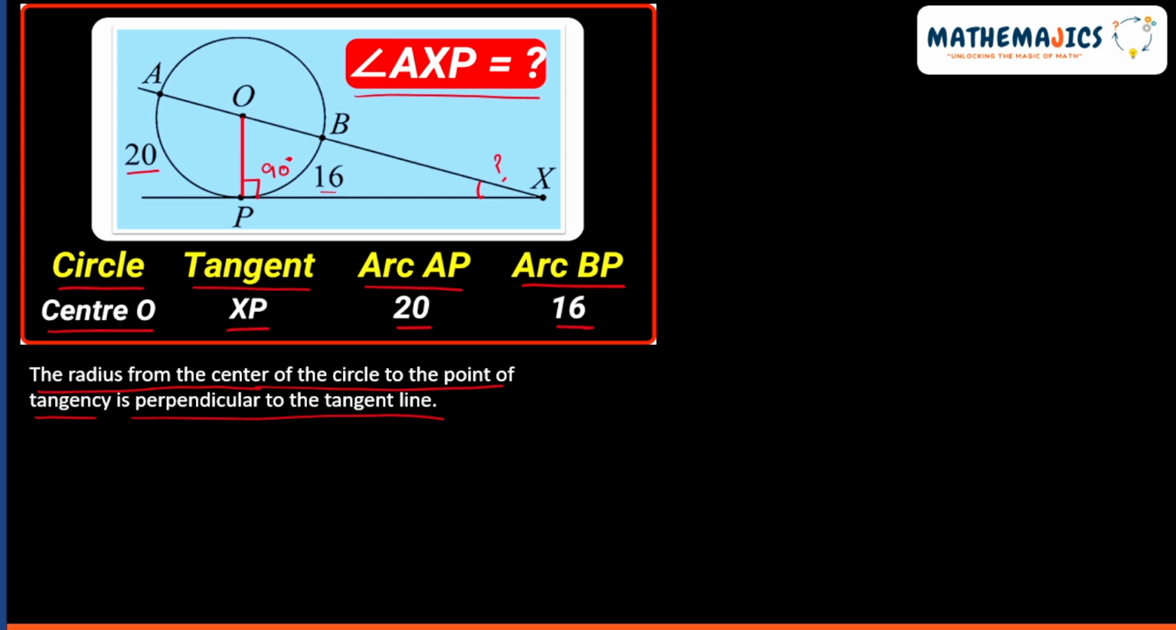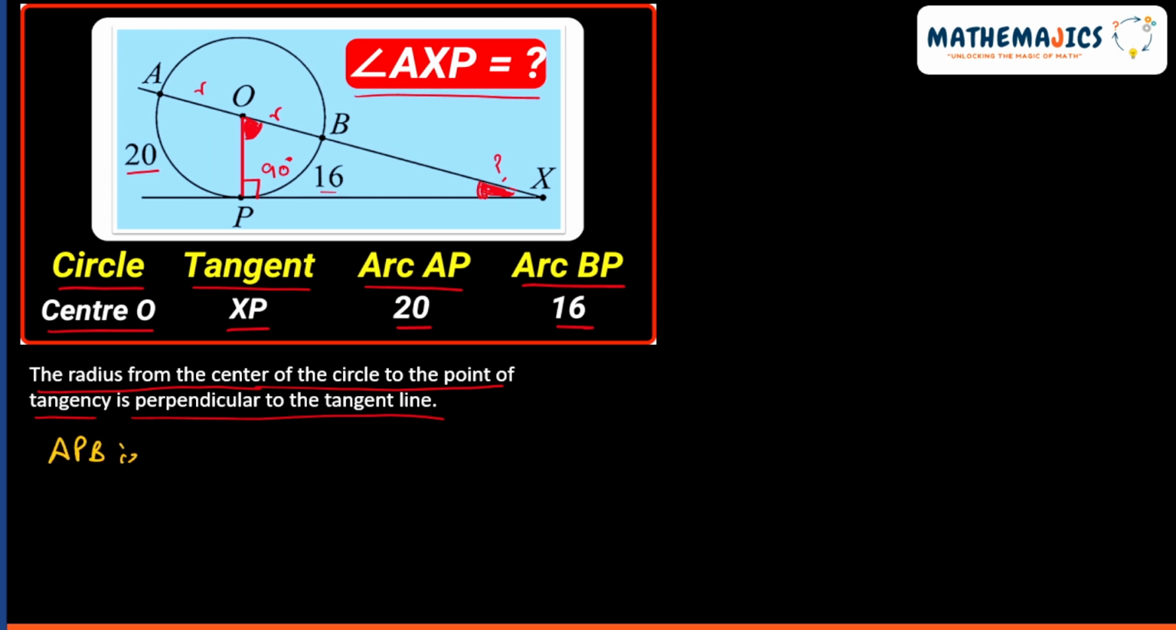Now this angle is 90 degrees and we need to find this angle. So what I can do, I can find this angle POB. If I'm able to find angle POB, I can easily find angle AXP. Let's see how we can find angle POB. For that, I first find out the radius of this circle.